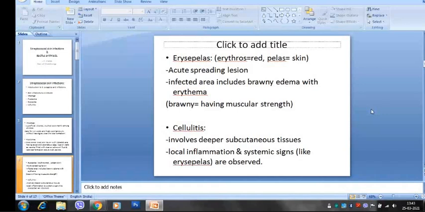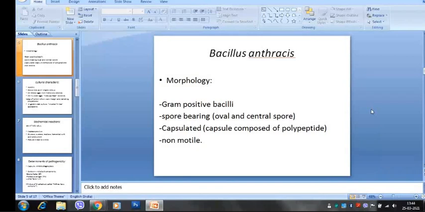Now we'll jump to another chapter, that is Bacillus anthracis, which is the causative agent of anthrax. Have you heard about the disease anthrax? It is caused by the bacteria called Bacillus anthracis. We'll study Bacillus anthracis in detail in today's class. First, the morphology of Bacillus anthracis.